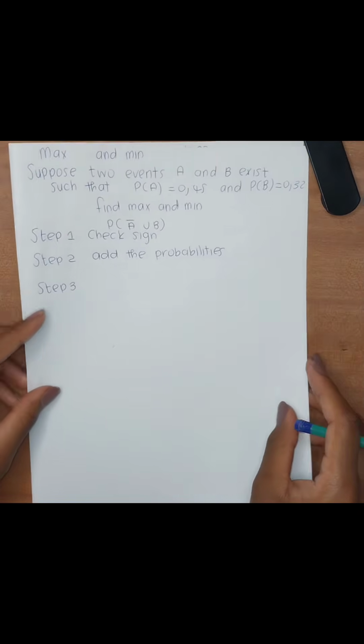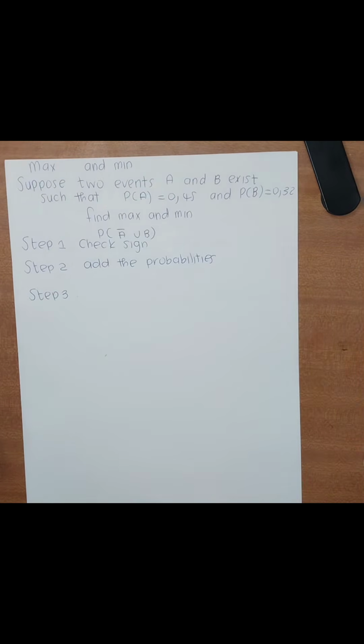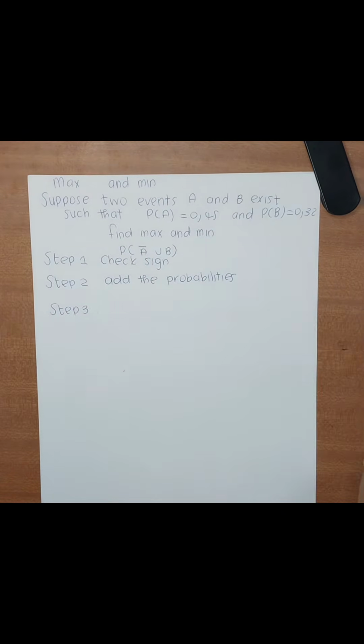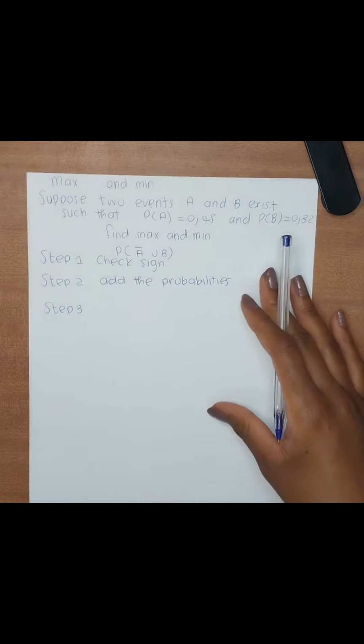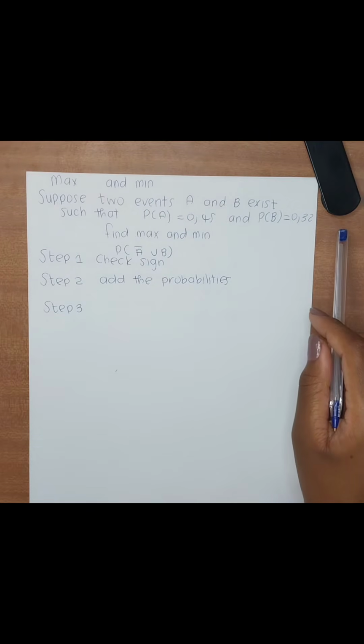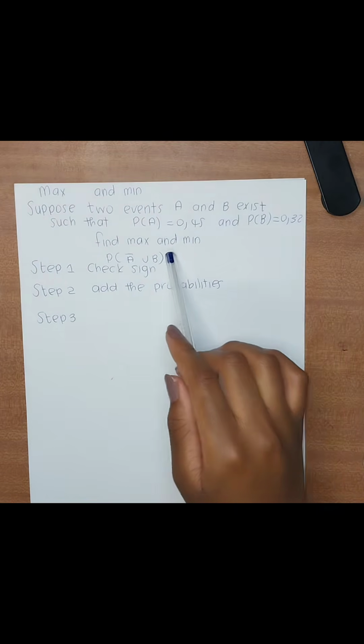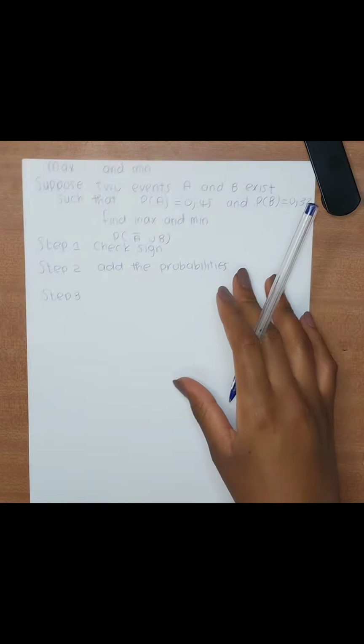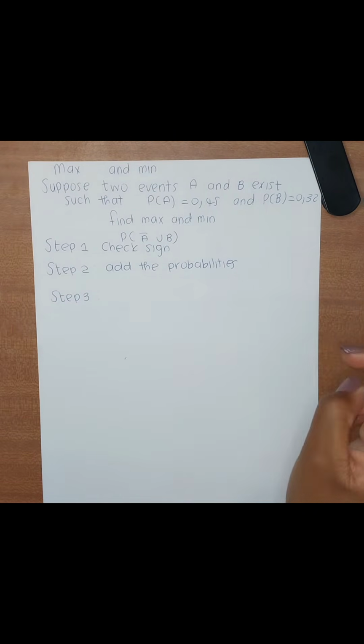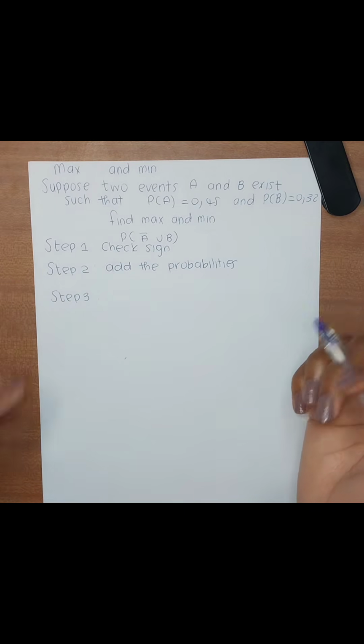The last thing that I want you to know before you get into that exam room, test room, is your maximums and minimums, right? So I have an example here. It says that suppose two events A and B exist such that the probability of A is equal to 0.45 and the probability of B is equal to 0.32, right? So you want to approximate the maximum and the minimum using your minimum and maximum rules, and this is because you are given partial information, right?